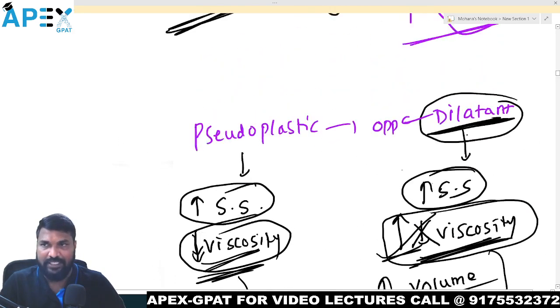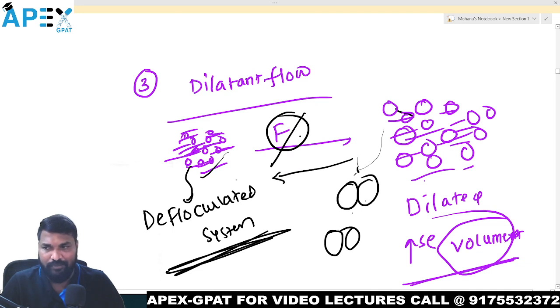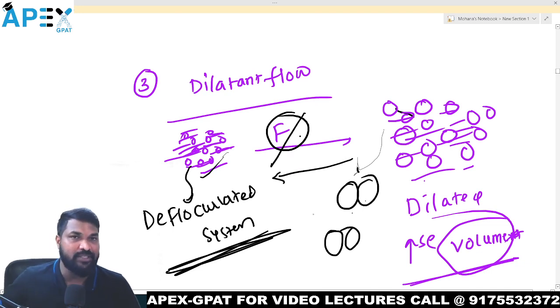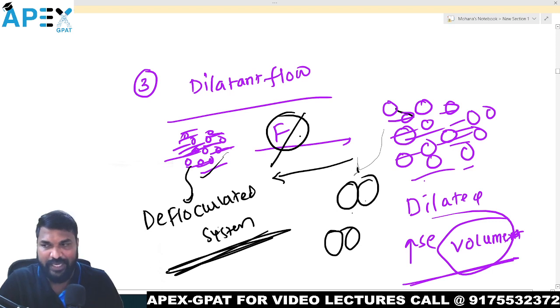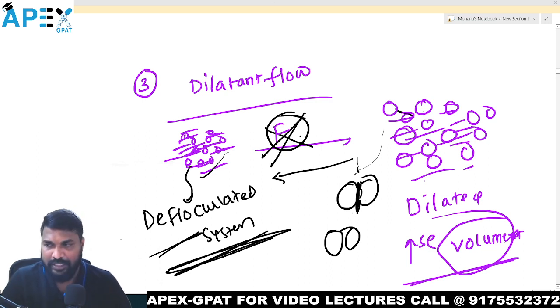Now, here what we did is apply the shear stress, and the particles are adhered together. Once you remove the shear stress, the dispersion becomes normal again. That means they become their original state. Are you understanding everyone? The particles are adhered together, and when you remove this shear stress, the particles become individual only. They come back to their original state.